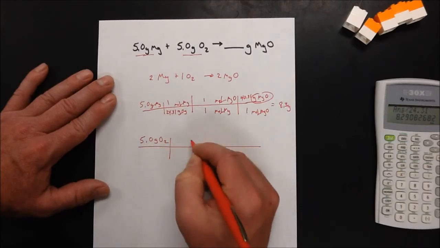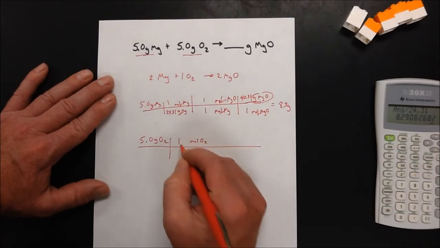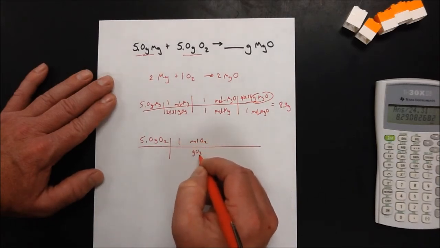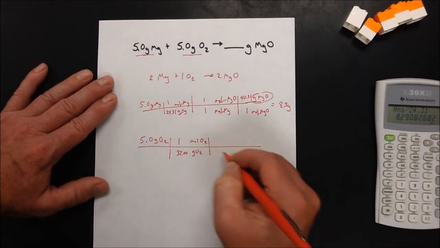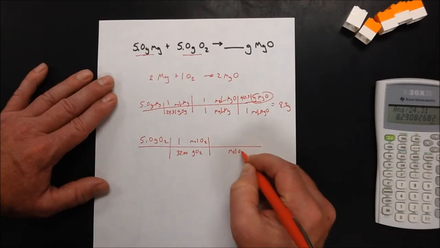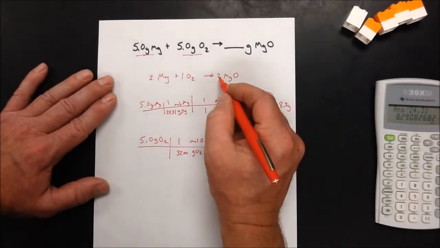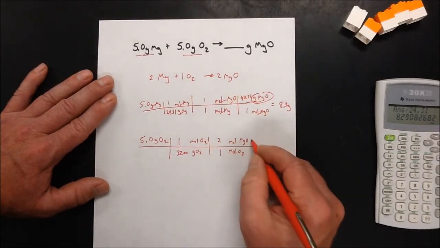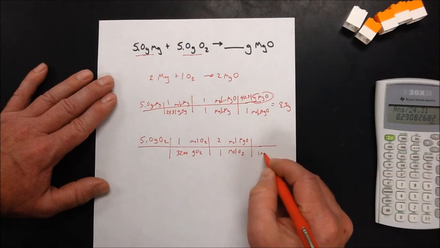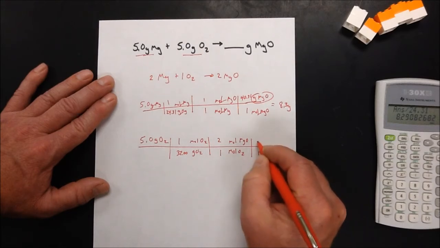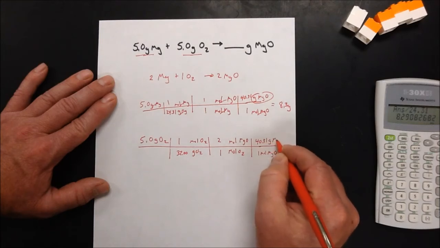From grams of O2, I'm going to go to moles of oxygen as well. 1 mole of oxygen is 16, but since it's diatomic, it's 32.00 grams per mole. From moles of O2 to moles of magnesium oxide, that ratio is 2 magnesium oxide for every 1 O2. And lastly, very similar to the previous problem, 1 mole of magnesium oxide has a molar mass of 40.31 grams.